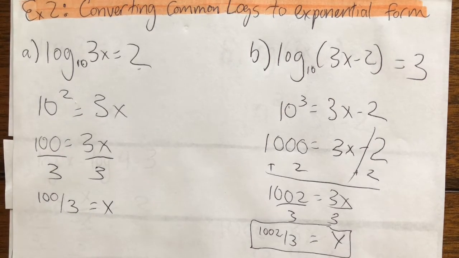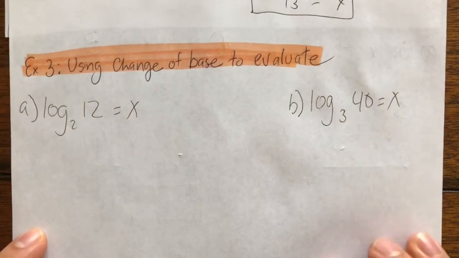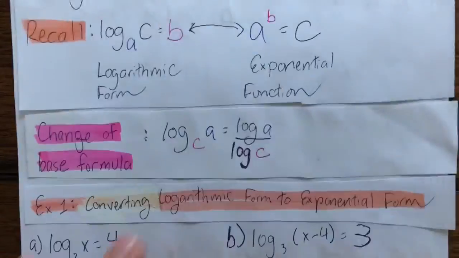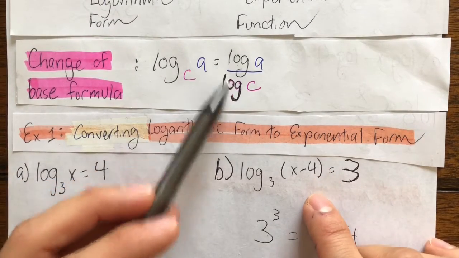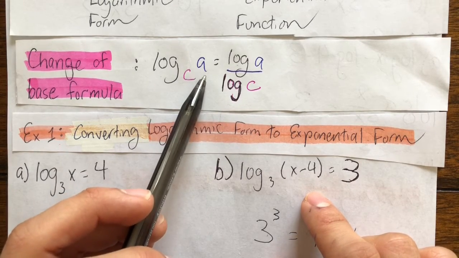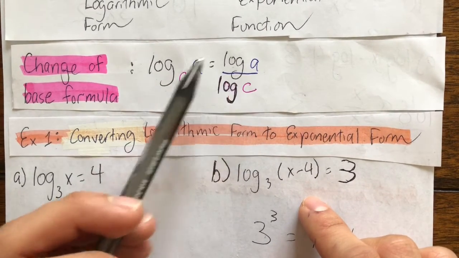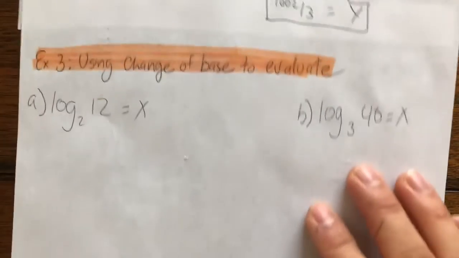Okay, so now we're going to take a look at a third scenario where we're just going to be using the change of base to evaluate these two logs, starting with A. Now, if we recall, when using the change of base, all we need to do is rewrite it as a quotient of two logs, where the first one is the output, and the one in the denominator is the base. So the numerator is the output. The denominator is the base. So let's go ahead and use that formula.